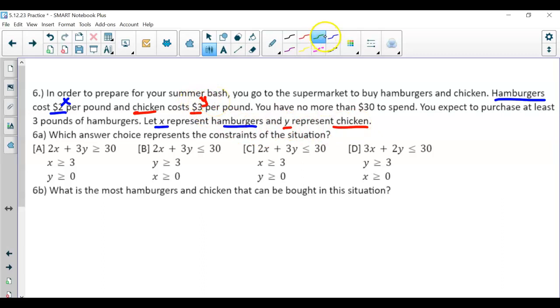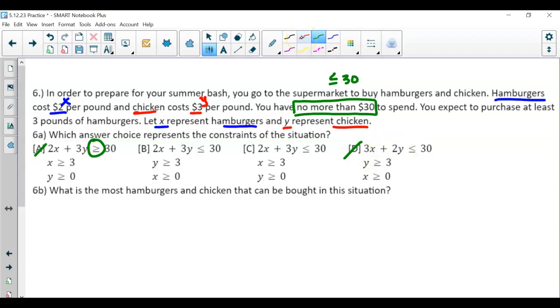And then you can spend no more than $30. So if it's no more than, then it has to be less than or equal to 30 because you can't go over that. So I can already tell that A is not my answer. B is good, C is good, but D, notice how those coefficients here, the 3 and 2, got switched. So D. So here now, let's continue on.